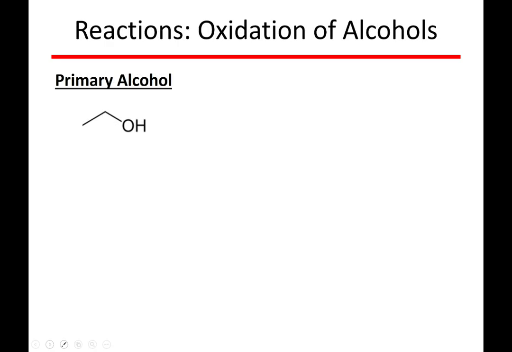Now we're going to talk about the oxidation of alcohols. First, we'll talk about what would happen if you were to react a primary alcohol. So we'll refer to this molecule, this is ethanol, as a primary alcohol because the OH group is attached to a carbon that has just one substituent on it. So that's what it means for it to be primary. The functional group is on a primary site, meaning there's only one substituent or one R group that's attached to it.